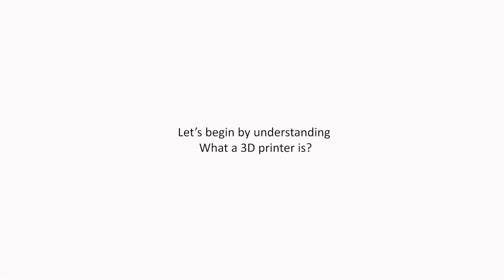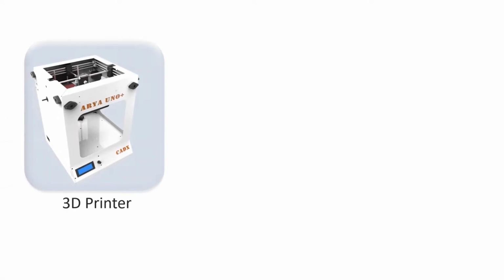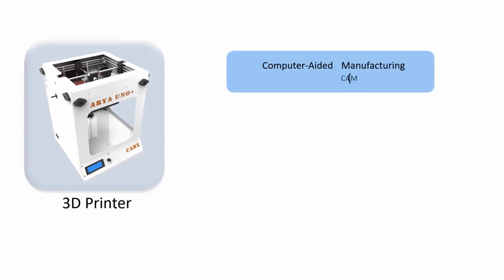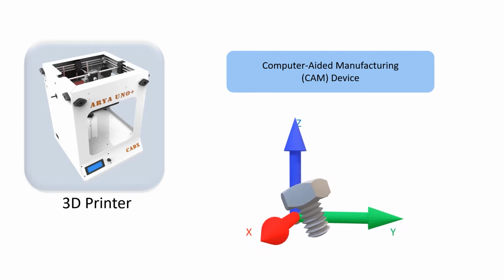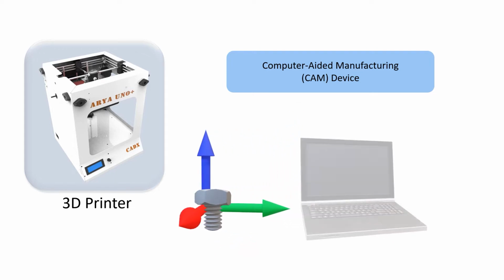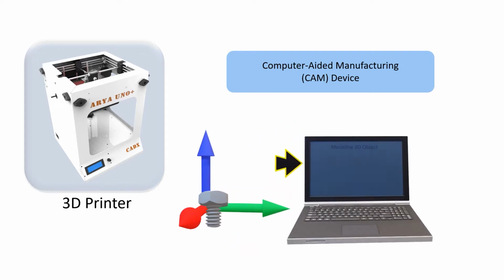Let's begin by understanding what a 3D printer is. A 3D printer is a computer-aided manufacturing device that creates three-dimensional objects. The 3D printer receives digital data from a computer as input. However, instead of printing the output on paper, a 3D printer builds a three-dimensional model out of a custom material.